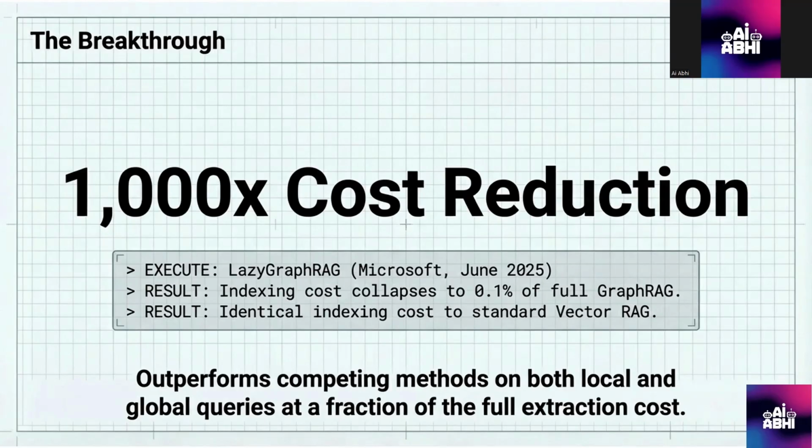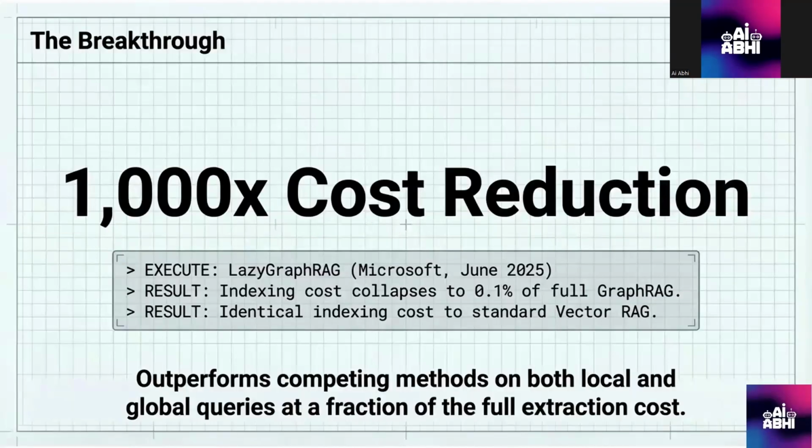So Microsoft Research dropped Lazy GraphRAG in June 2025, and it's genuinely a big deal. Here's the core idea. Instead of pre-building the full knowledge graph at index time, Lazy GraphRAG defers the expensive LLM-based extraction to query time and does it lazily, only for the parts of the corpus that are actually relevant to each query.